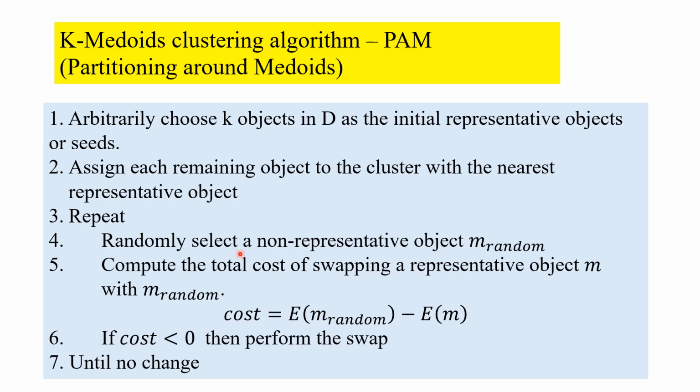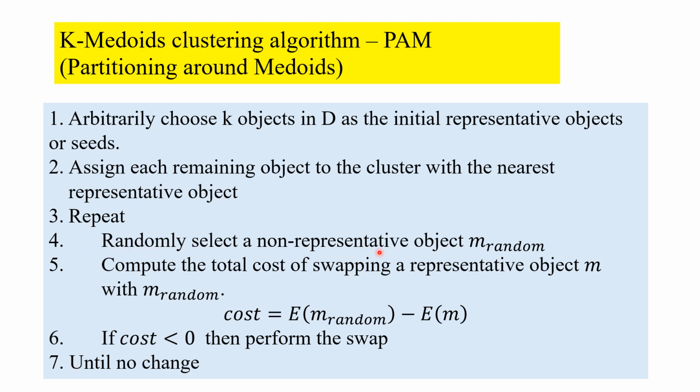Now we write down the steps of the clustering algorithm, which is called partitioning around Medoids, PAM. So here we have k clusters to be made. K is a user provided input. So we choose k objects in D as the initial representative objects or seeds, and assign each remaining object to the cluster with the nearest representative object. So this is the initial clustering, and then we have this iteration.